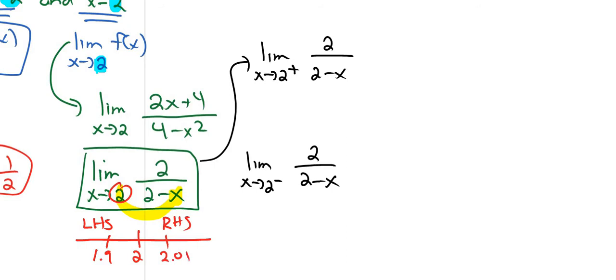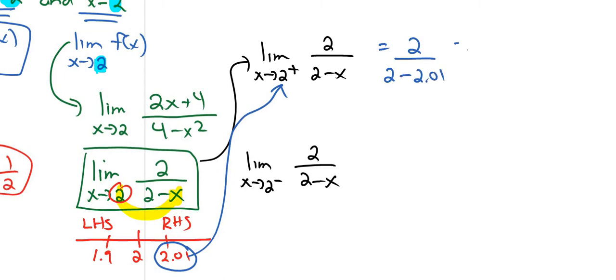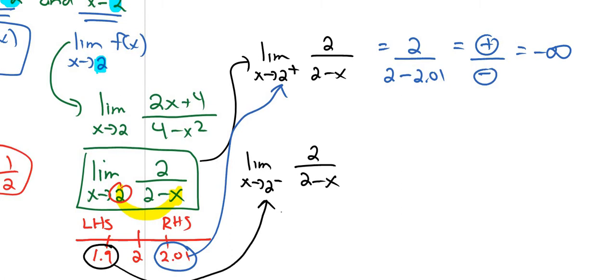We're just checking to see if the numerator and denominator are positive or negative. If I take 2.01, which is on the right-hand side, and plug it into the right-hand limit, the numerator is positive and the denominator is negative, giving you negative infinity. And if I plug in 1.9 for the left-hand limit, I get 2 over (2 - 1.9), a positive on the top and a positive on the bottom, and we get positive infinity here.